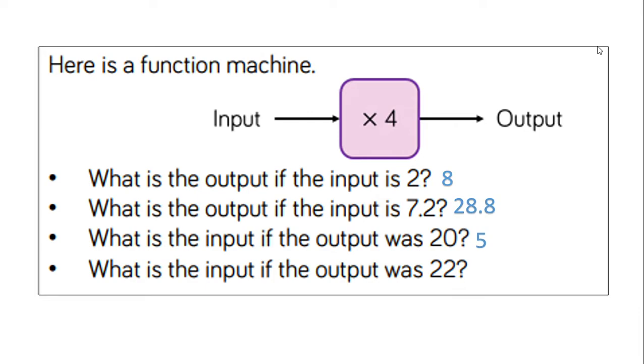Okay, using that information, we can then answer number 4. So what is the input if the output was 22? Well, this question is only 2 more than the previous question. So if we know that 20 divided by 4 is 5, then 22 divided by 4 is just going to be 1/2 bigger than the previous answer. So we should get an answer of 5.5. Okay, well done if you got all of those right.